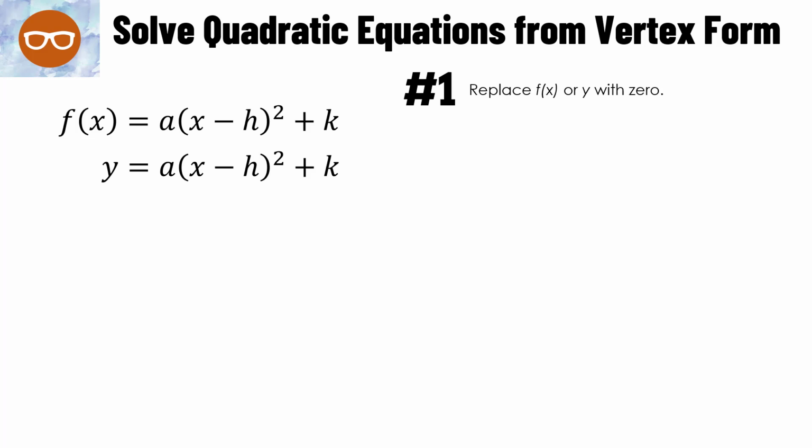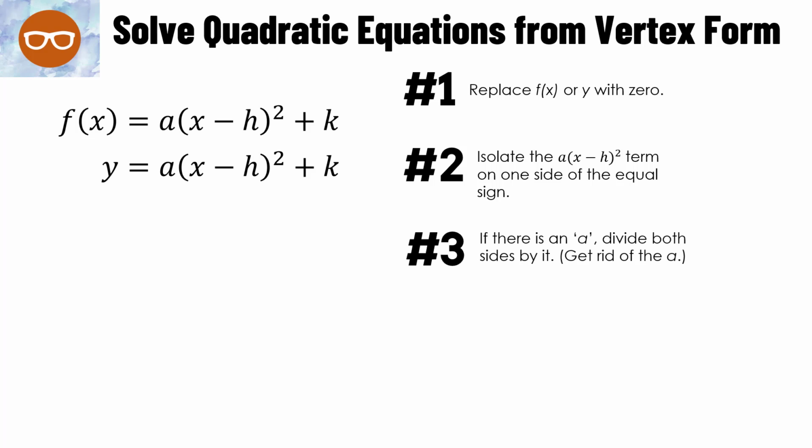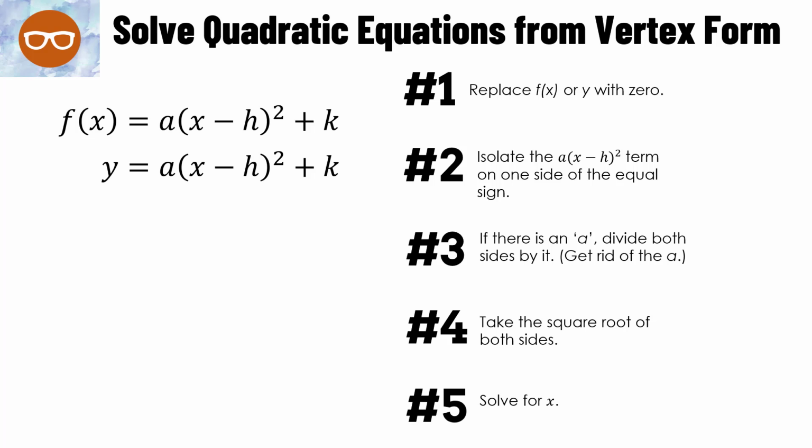The first thing that we're going to do is replace f of x or y with 0. We need to isolate the a(x minus h) squared term on one side of the equal sign. Now it doesn't matter which side. If there's an a, divide both sides by it. We need to get rid of the a. Take the square root of both sides, and finally, solve for x. Let's see how all of that works together.